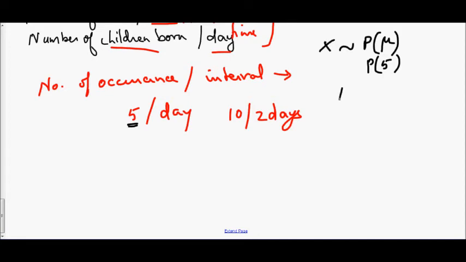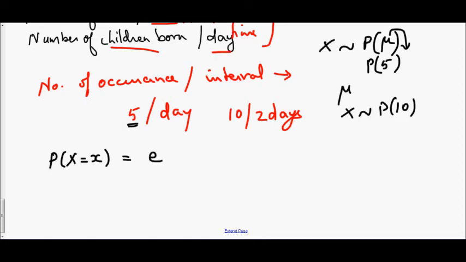So mu is the occurrence per interval that is given for the given number of intervals. If you are considering 2 days, then x would follow Poisson of 10, because you have to multiply the average by 2. So the parameter mu depends on what interval you are dealing with in the question. And the formula for the probability when it follows the Poisson distribution is e to the power of minus mu, mu to the power of x over x factorial, where mu is the parameter I just told about. This is discrete, therefore the values of x would be 0, 1, 2, 3, etc.